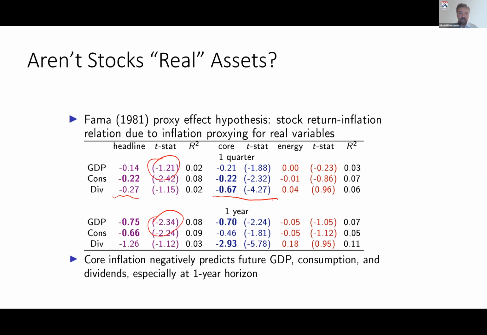Core inflation is strongly, significantly negatively predicting subsequent corporate dividends, again suggesting that perhaps the reason stocks react so negatively to inflation, to core inflation in particular, is that it indicates a deterioration of future cash flows. Even though there's of course this contractionary effect of inflation on output and consumption, which is perhaps even stronger if you look at the headline.